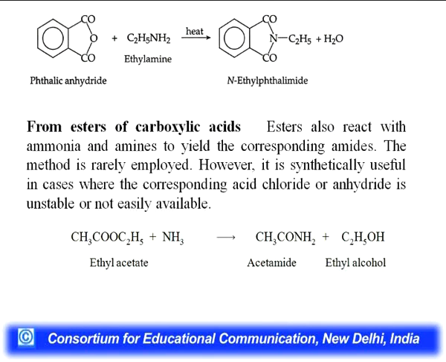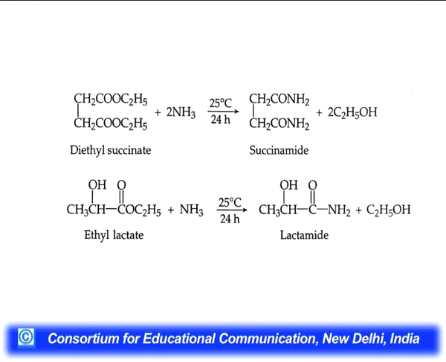Next, preparation from the esters of carboxylic acid. Esters also react with ammonia and amines to yield the corresponding amides. The method is rarely employed, however, it is synthetically useful in cases where the corresponding acid chloride or anhydride is unstable or not easily available. These are the examples. Diethyl succinate will give you succinamide, ethyl lactate will give you lactamide.